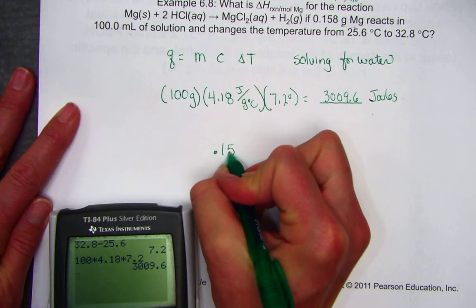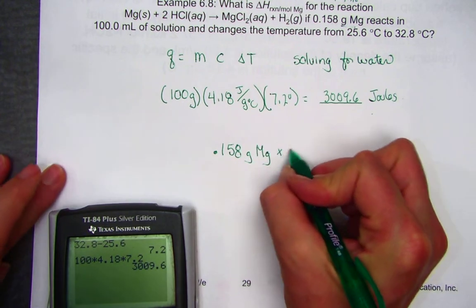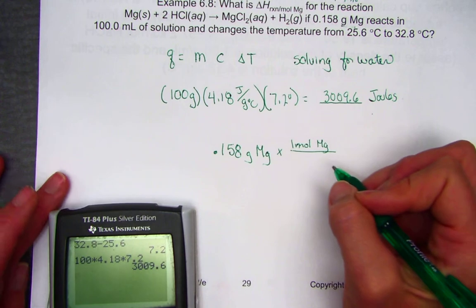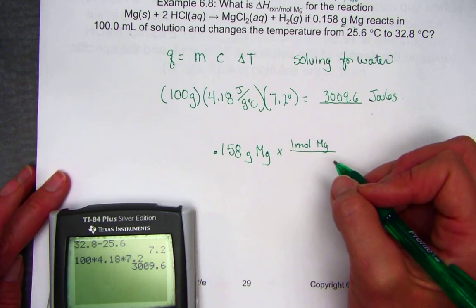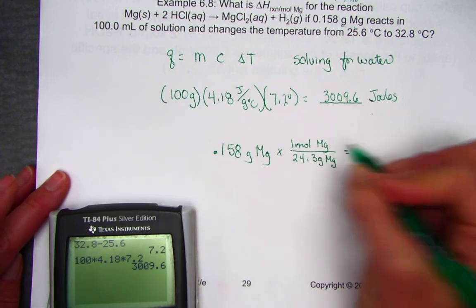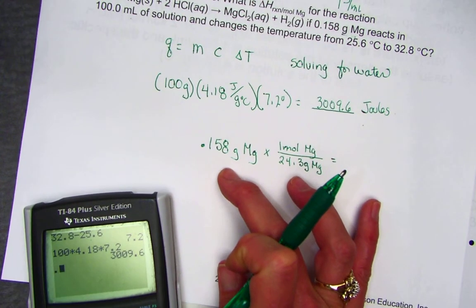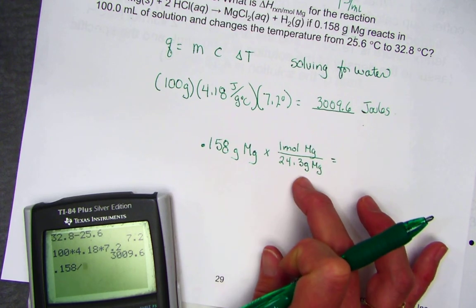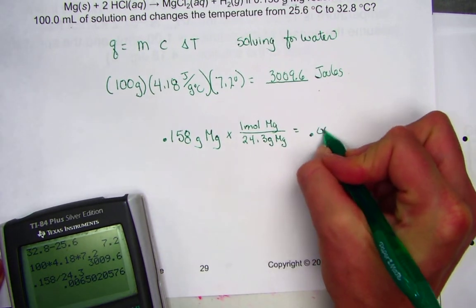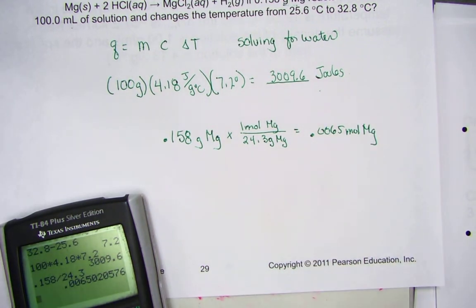If 0.158 grams of magnesium reacted, let's simply convert that into the mole unit by using its molar mass. We know that 1 mole of magnesium, looking on our periodic table, we can find its atomic weight, and it's 24.3 grams. 1 mole of magnesium would weigh 24.3. So let's take our mass, 0.158. We'll divide that by 24.3, and that simply converts the gram unit into the mole unit, 0.0065 moles of magnesium.